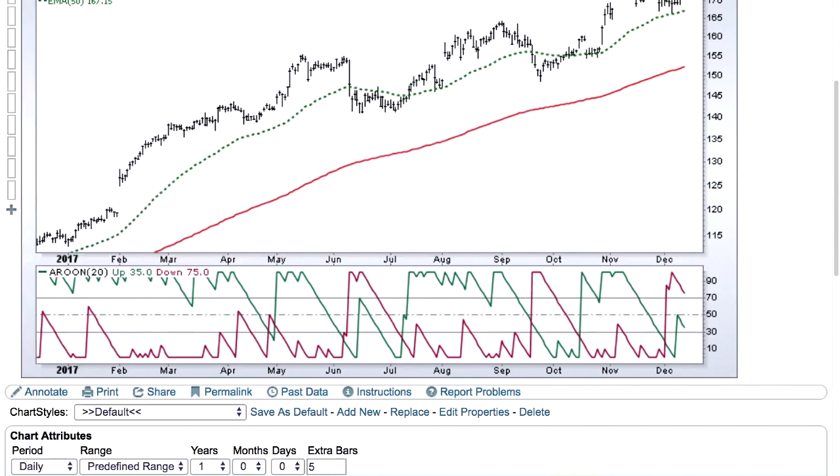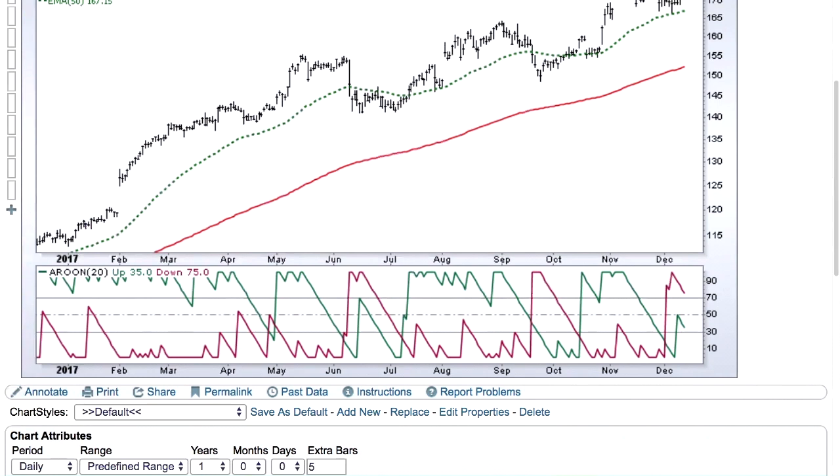And then when it hits 100, according to Tushar Chande, who is a columnist for us, you can always ask him too, because he's the creator of the Aroon oscillator. It means dawn's early light in Sanskrit. But when it hits 100, that's the sign that a new trend is starting. And you can see a new trend started here. Then we got this sharp decline and a new downtrend. Again, it was a bit of a whipsaw, but then you caught a fairly good one here.